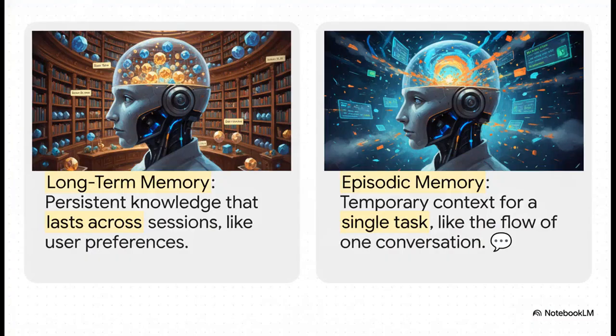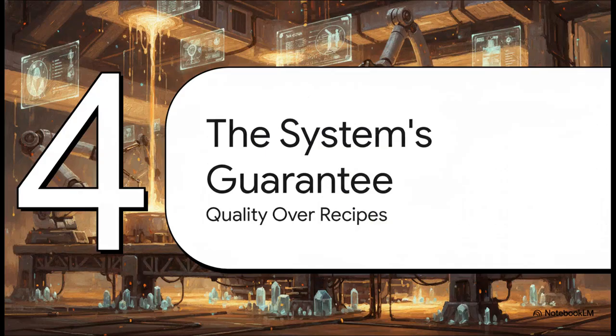Now, inside this system, agents really use two main types of memory. You've got long-term memory, which is for all that persistent knowledge that needs to last, like your name or your preferences. And then there's episodic memory. That's more temporary. It just tracks the step-by-step flow of one single task, so you don't have to keep repeating yourself over and over.